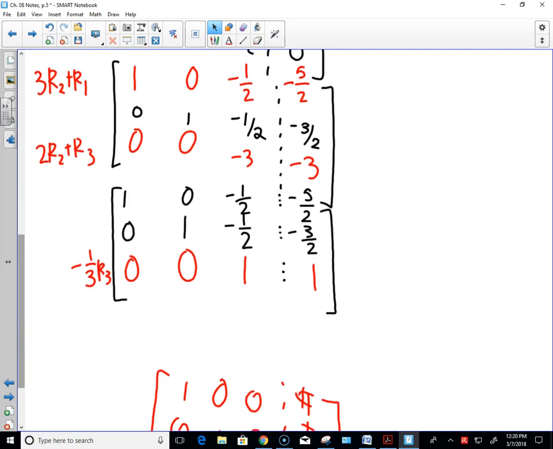Okay. Then she went one more step. What was she doing in this step? Moving on to column 3 and getting the 1. And what was there to begin with? So what did she do?